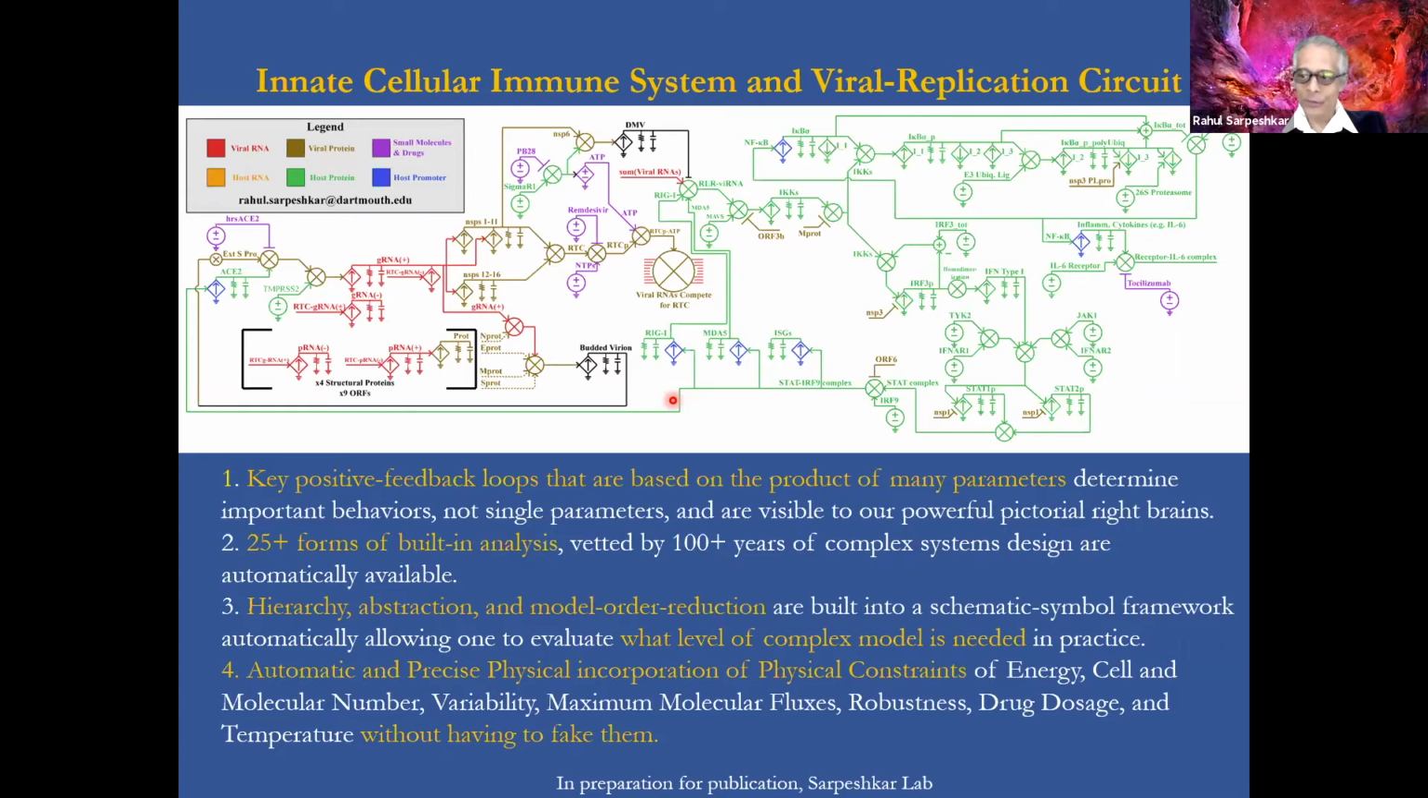And the most important one, perhaps, is the last one, which is the physical constraints of energy. Well, it's literally the voltage times the current. Cell and molecular number, it's the voltage. The variability, it's the noise. The maximum molecular flux, it's the maximum current. The robustness, it's the return ratio. The drug dosage, it's the voltage. Literally, you'll see later on when we do hardware, we don't even have to fake temperature. Temperature will represent itself in the hardware as the temperature in the room, like it does in the biological cell. And so many things that are entangled in physical systems don't get faked in the mathematics, but are represented as an exact physical analog system with all of the complexity.